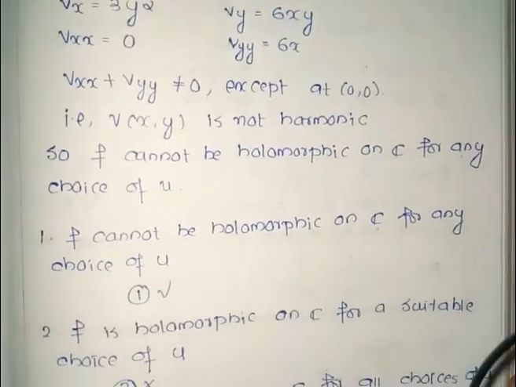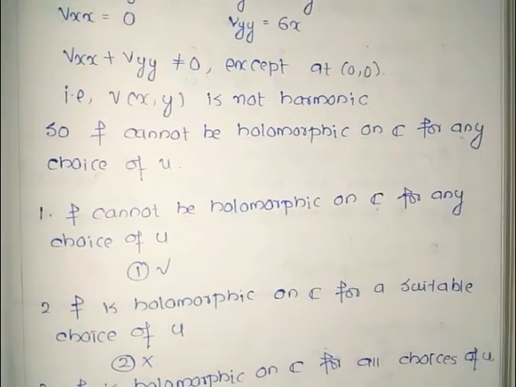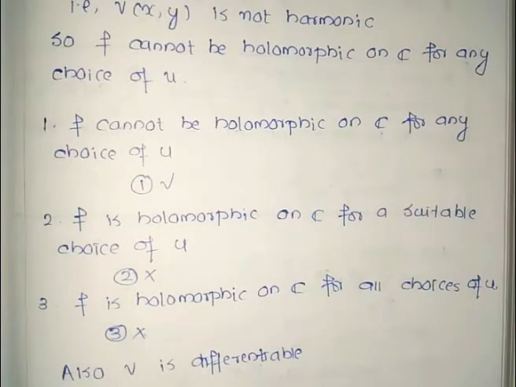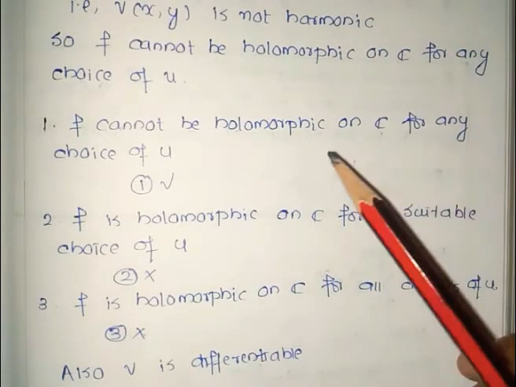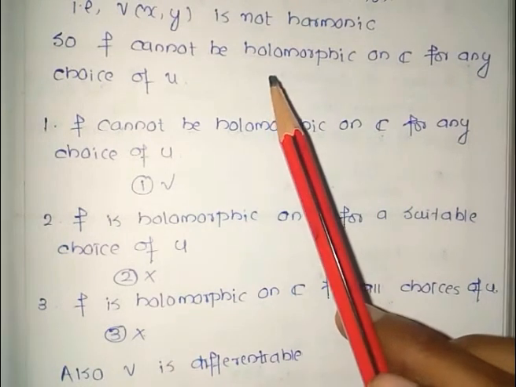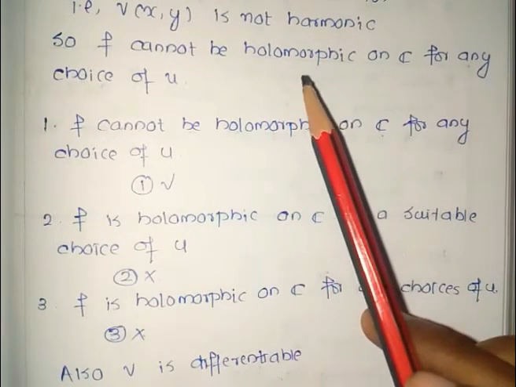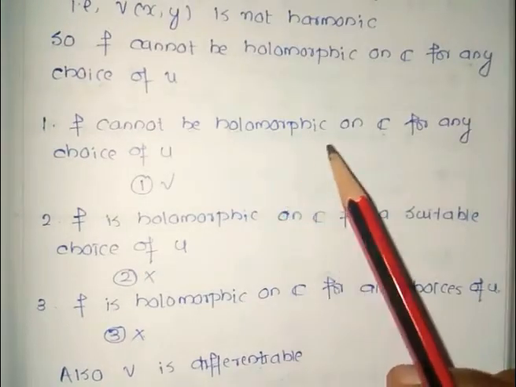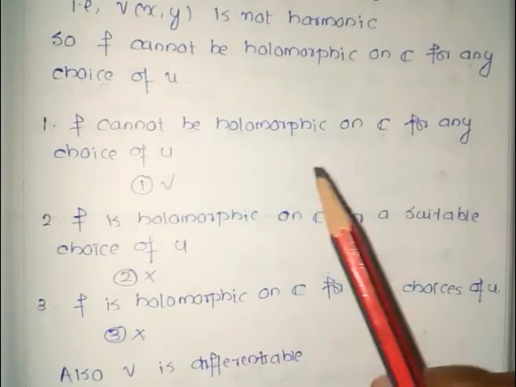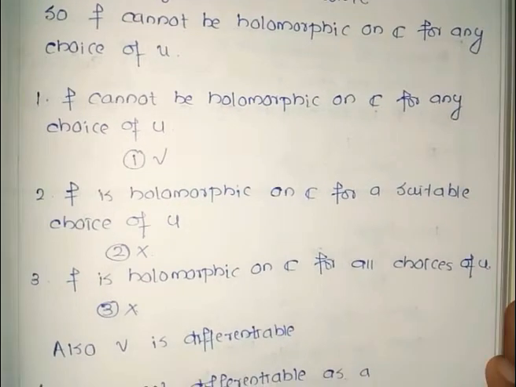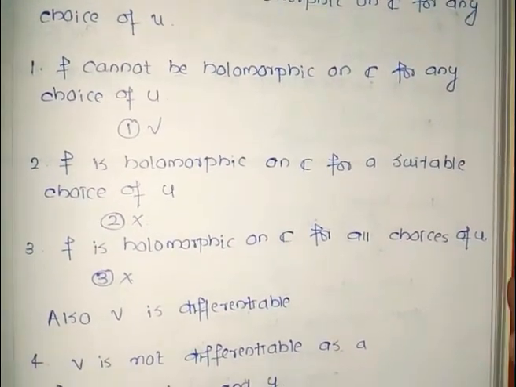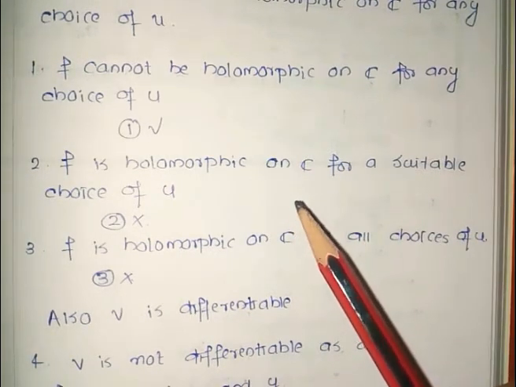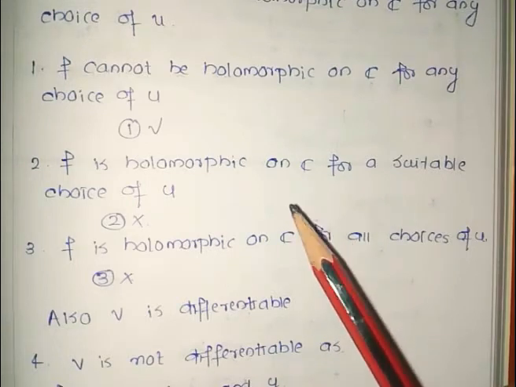Now we are going through our options. Our first option says that f cannot be holomorphic on C for any choice of u. We have obtained that f cannot be holomorphic on C for any choice of u, and our first option is the same condition. So our first option is the correct option. Our second option says that f is holomorphic on C for a suitable choice of u, which is a false statement because f cannot be holomorphic on C for any choice of u.